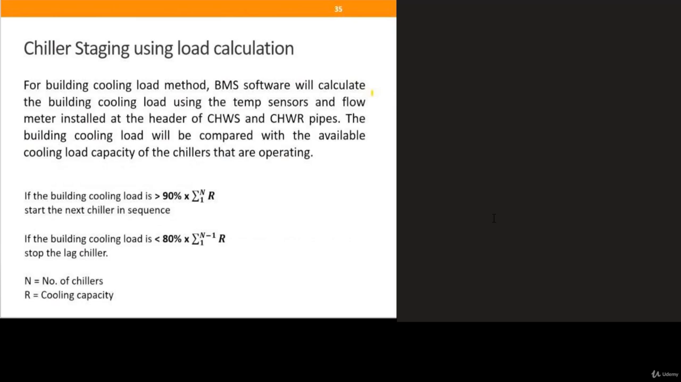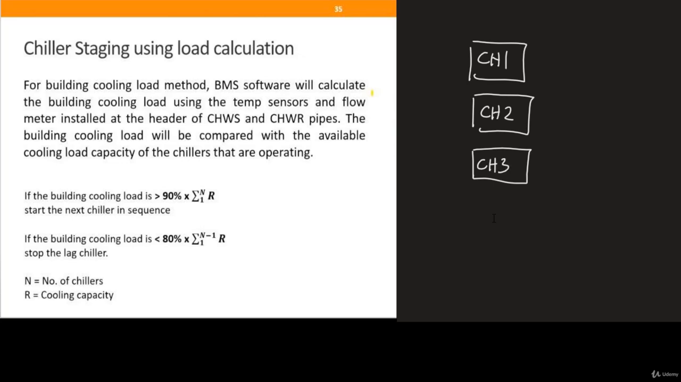So let's look at the building cooling load method first. For the cooling load method, the BMS will calculate the building cooling load using your temperature sensor and flow meter, like what we have learned in topic 2. If the chiller capacity, for example, is 500 tons, let's say your building cooling load is increasing slowly, like 300 tons, 400 tons, and finally it hits 90% of this capacity. Let's say 90% of this capacity is 450 tons. So let's say your cooling load starts to increase above 450. What will happen? It will kick in the second chiller. It will start the next chiller.